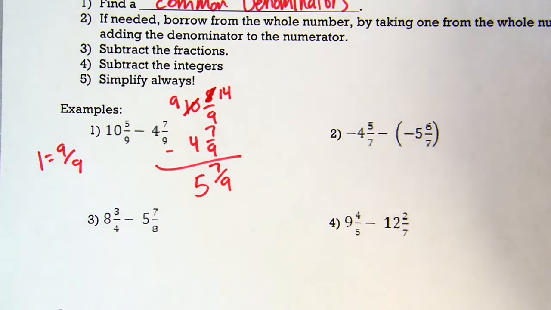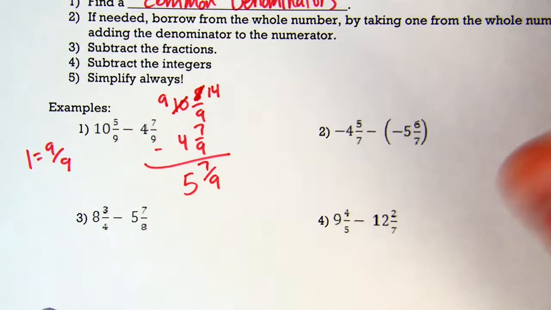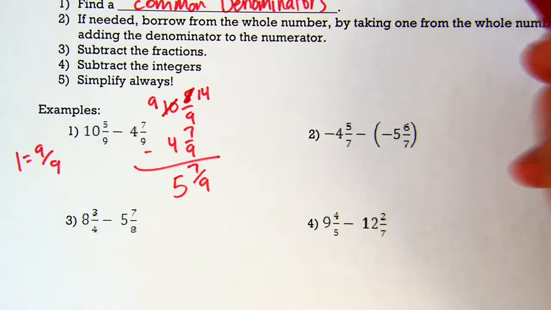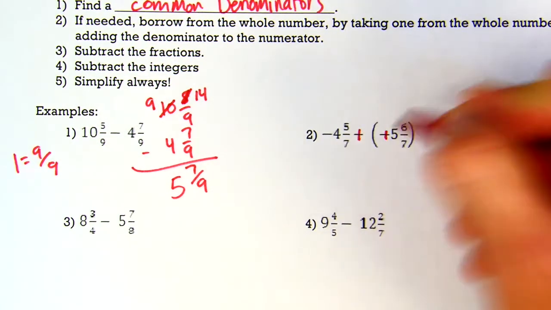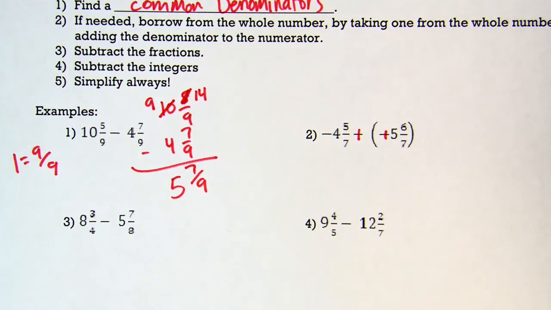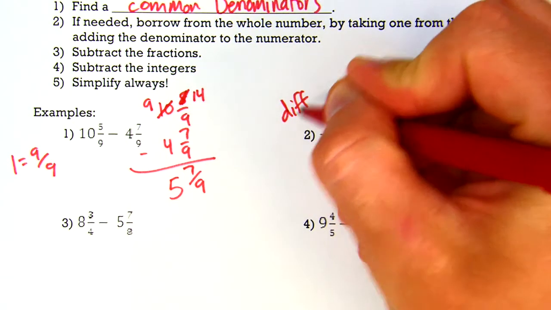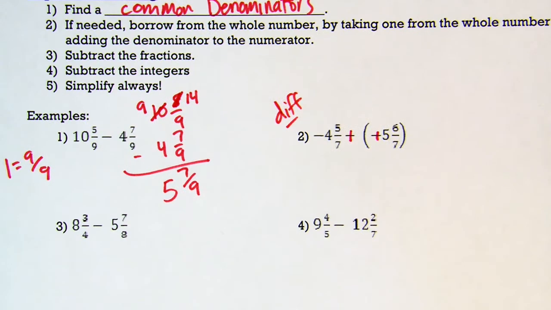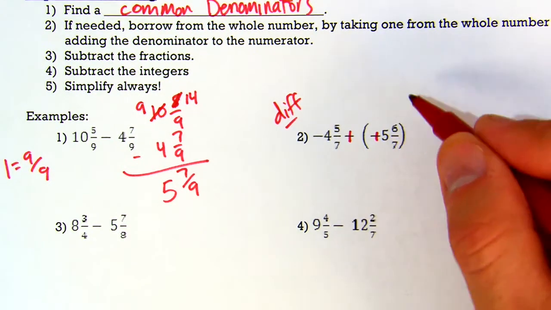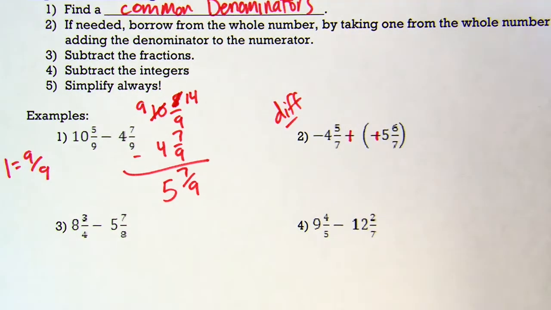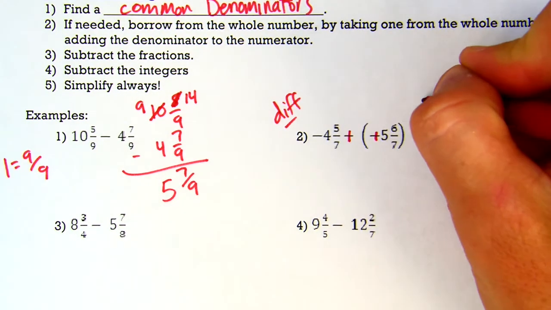Alright, number 2. Now I have some negatives I'm working with, so I'm going to go ahead and apply my integer rules. In this case, I don't want to subtract, I want to add the opposite. Now I have a positive and a negative, so they're different signs, which means I'm going to need to make sure I subtract. As far as which one I subtract, I always want to put the bigger one on top. In this case, my 5 is going to be bigger.